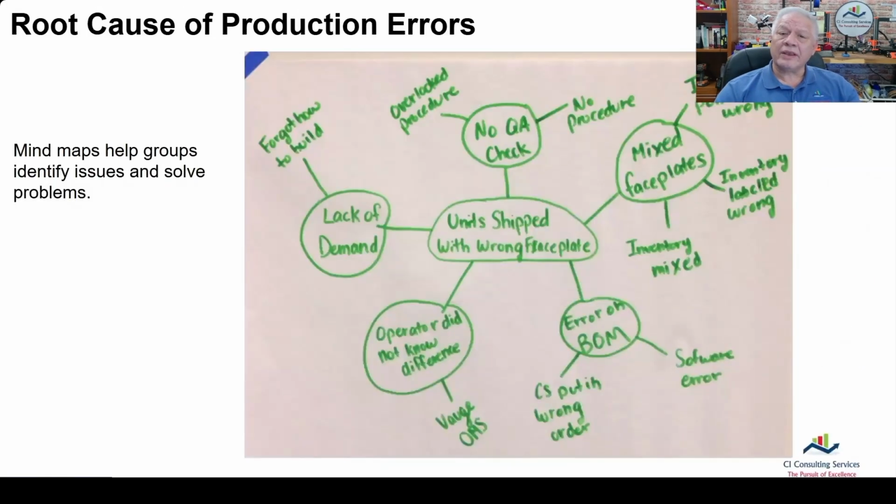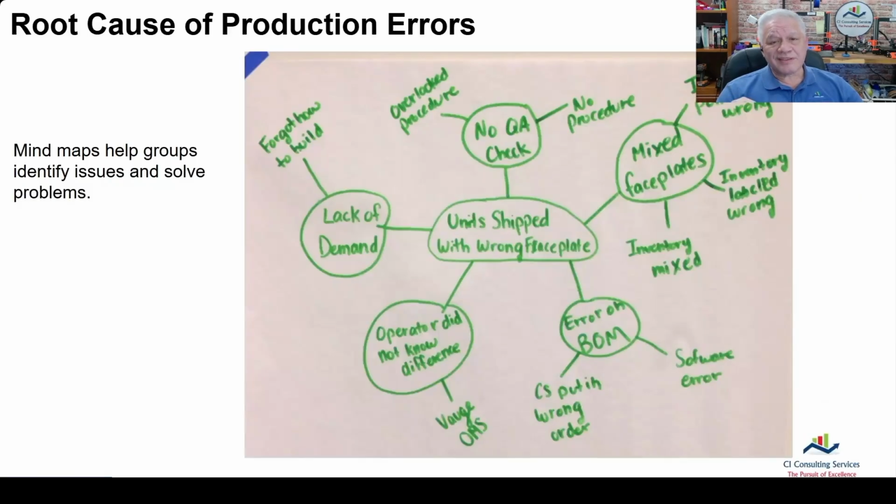Here's an example of how you can solve a problem or do root cause analysis with a mind map. In this case, we had the wrong nameplate. And you can see there were lots of reasons. Well, sometimes there's lack of demand, so they don't know how to build it. Operator didn't know the difference. Right? There were errors in some cases. And then we can drill down further into those potential root causes.